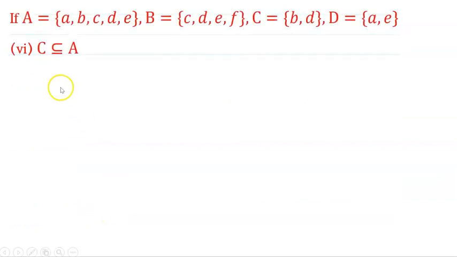Now, next, C is a subset of A. Set C has the elements B and D and the set A also has the elements B and D. Therefore, this is true. C is a subset of A. All the elements of C are in A and hence C is a subset of A.